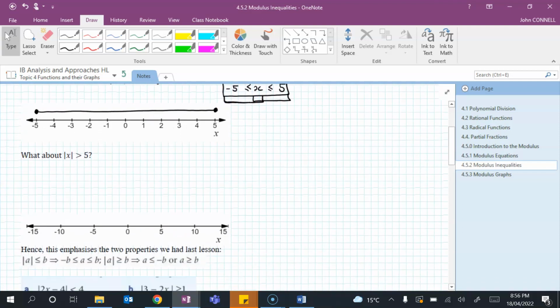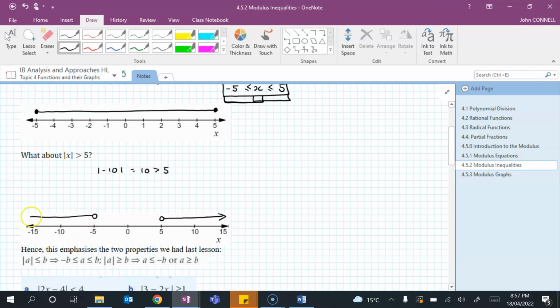Now, what about the modulus of x greater than 5? Any positive number greater than 5 is going to work. I've got a hollow dot because I'm not including 5, as this is strictly greater than. But what about any negative number? Let's say negative 10. The modulus of negative 10 is 10, and that's greater than 5 as well. So anything less than minus 5, when we apply the modulus to it, takes away the negative, and so that's going to be more than 5 as well.